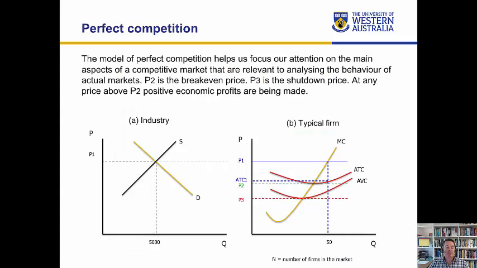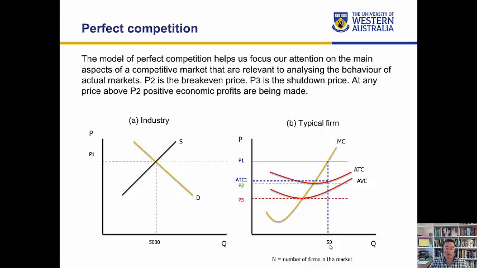So what we tend to do in microeconomics is we illustrate the operation of those sorts of markets using a 2-panel diagram. So on the left I've got the industry as a whole, and then on the right, a typical firm operating in that industry. So what you can see in the industry diagram on the left is a demand curve and a supply curve, and industry output is 5,000. On the right, a typical firm is producing 50 units.